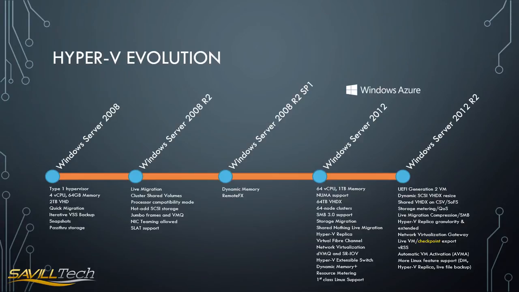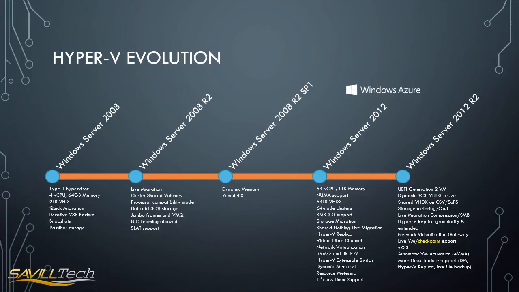Automatic VM activation. In 2012 R2, if I'm running Windows Server 2012 R2 Data Center Hyper-V and it's activated, any Windows Server 2012 R2 VM is just activated automatically. Nothing I need to do. It's not using KMS. It's not using Active Directory based activation. It will just automatically activate because the host is activated. This is a very nice feature.